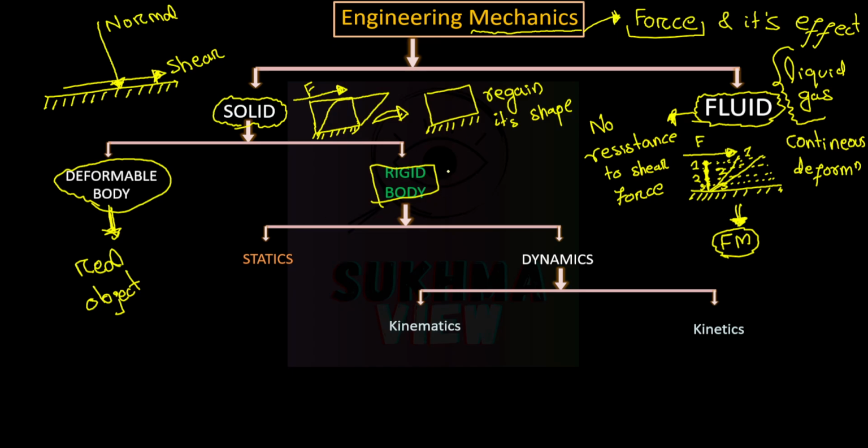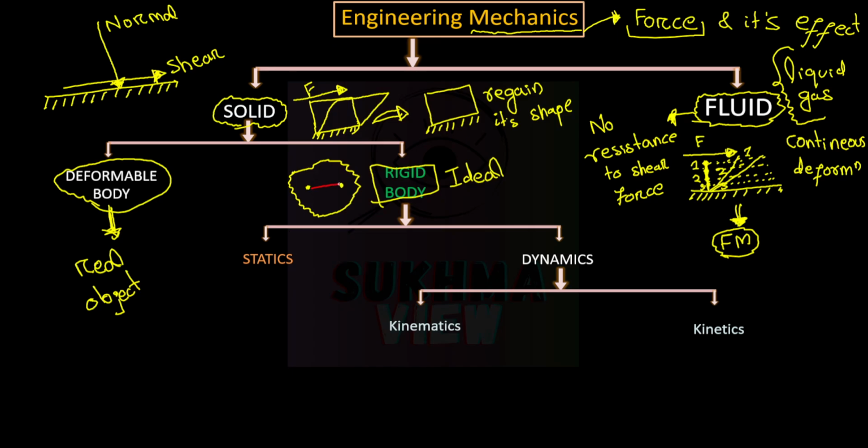What is a rigid body? This is the ideal body. Why am I saying ideal body? In this whole universe, there is no object which is actually rigid. The definition of a rigid body is that you take any random shape object, and you consider two points.